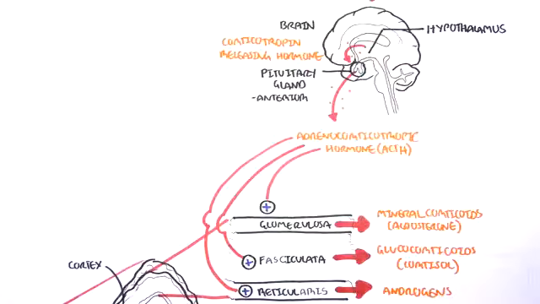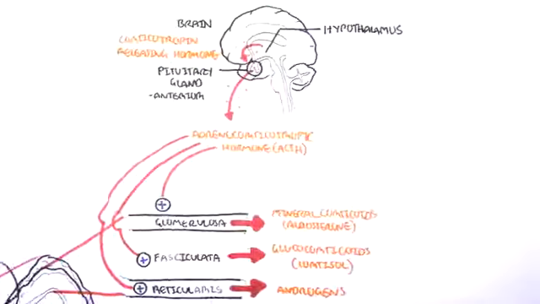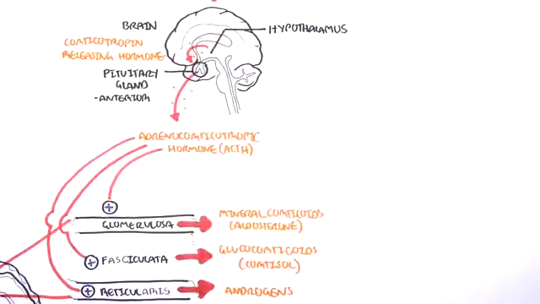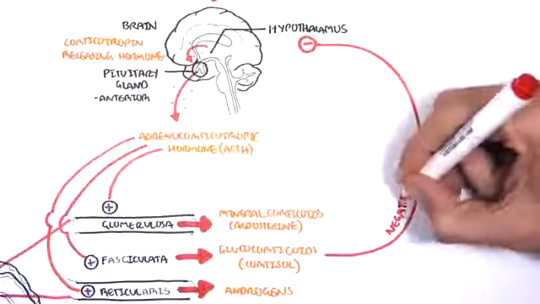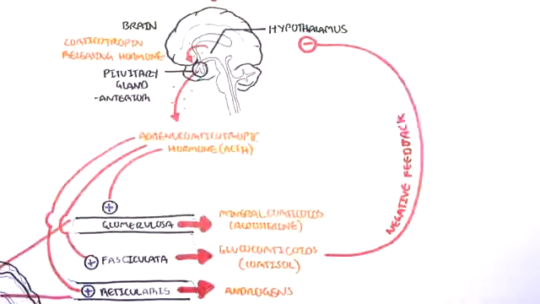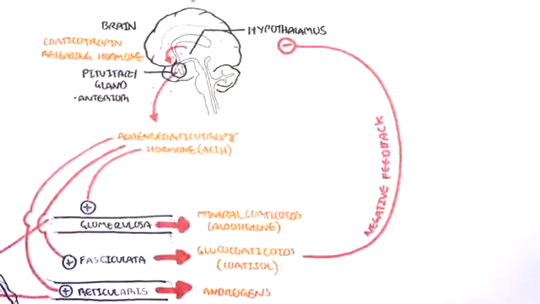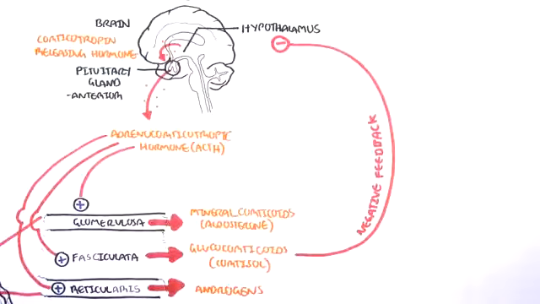Out of these three hormones, the glucocorticoids have the very important role in providing a negative feedback to the brain. What I mean by negative feedback is that if there is an increase in glucocorticoids in circulation, this will send a negative feedback signal to the hypothalamus, telling it to reduce the production of corticotropin-releasing hormone, and thus reducing the whole cascade from there.